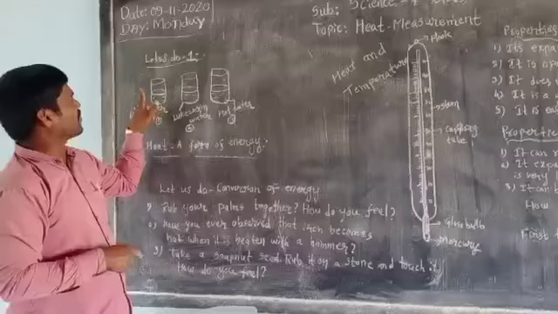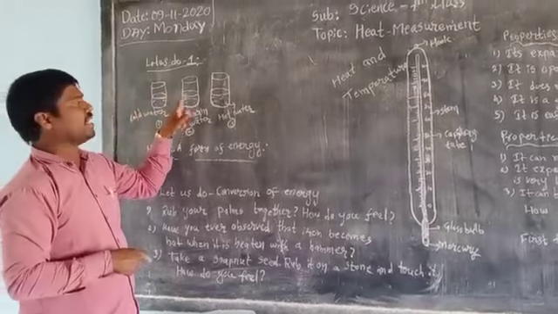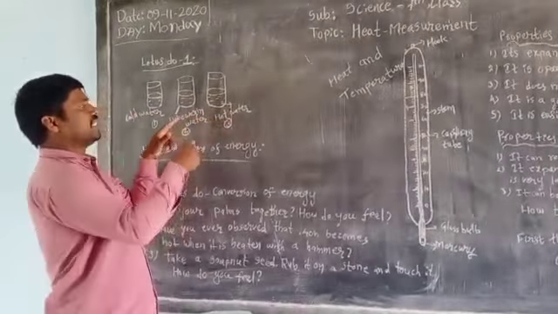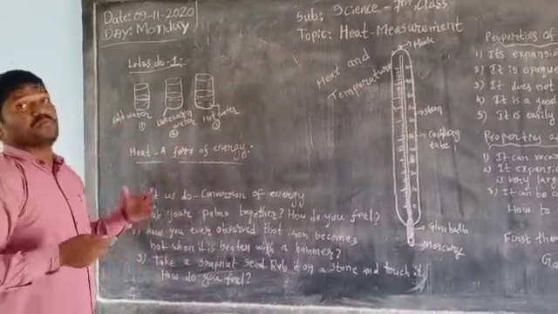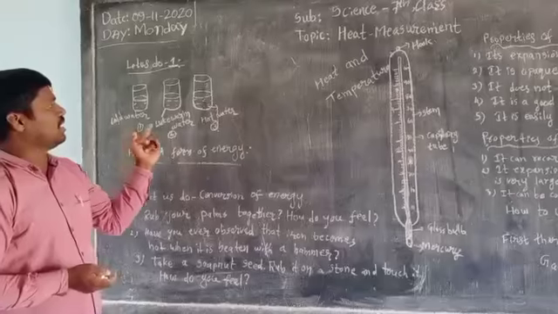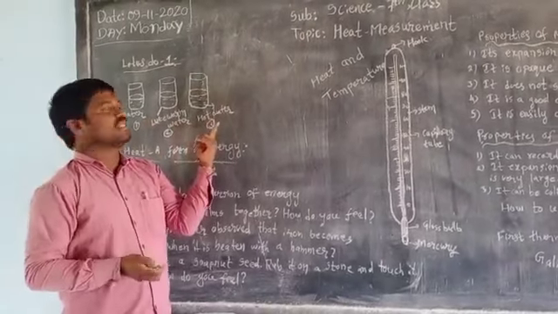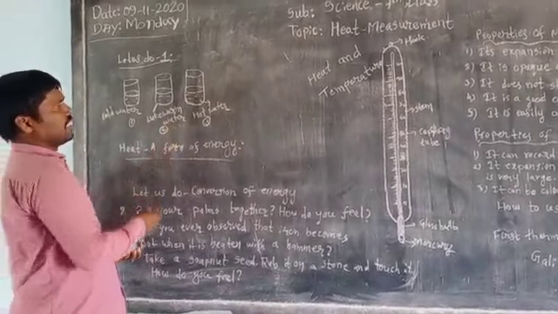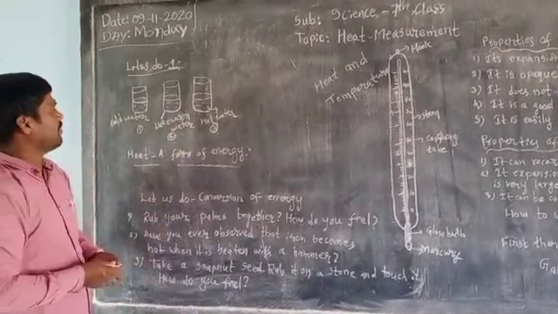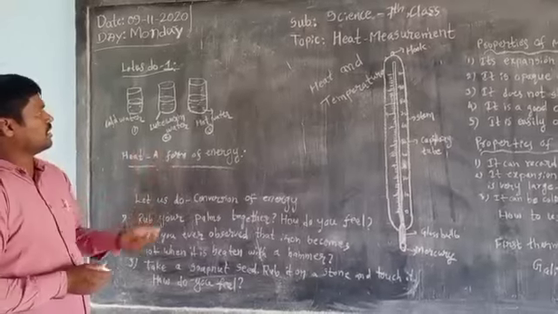One finger was in cool water, the other in hot water. After that you get confused. Why? Because one is the cold water finger and another is the hot water finger. You are thinking like that. So sometimes we get confused. That's why we show the temperature.